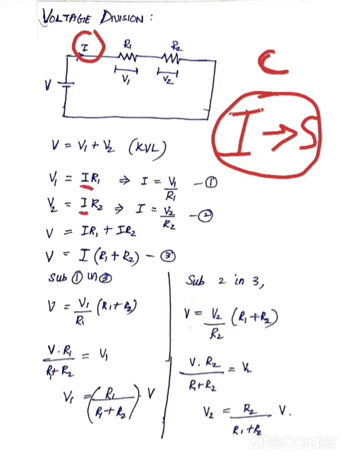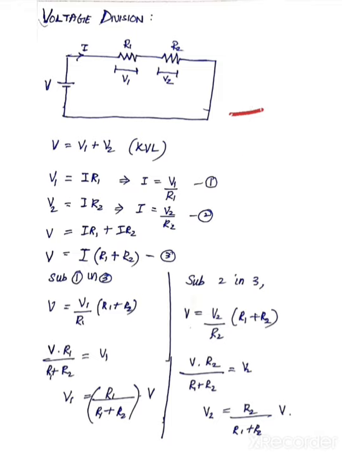That is, we proved that V1 is equal to R1 by R1 plus R2 into V, and similarly for the second case too. So now, how do we find whether the circuit is given in series or parallel? To find this, just keep your pen tip at the voltage source and move it along the circuit. If you come back to the same position where you started without lifting your hand, then the elements are said to be connected in series.